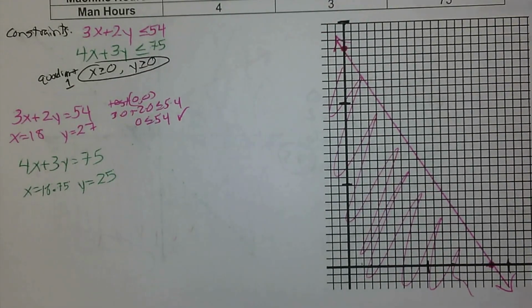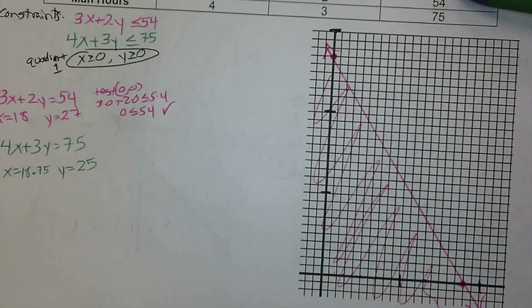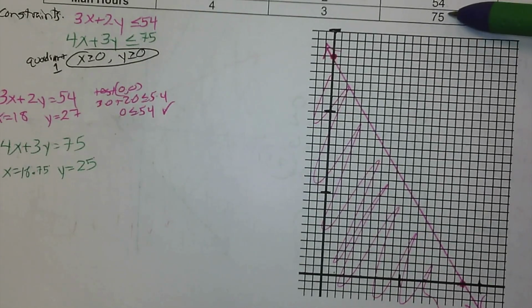And oftentimes, the fact that we have maximum constraints that we can't produce or use over this machine hours and man hours probably means we are bounded, that we can't produce a million cases of Coke, that there will be a limit to what we can do. That usually implies bounded.